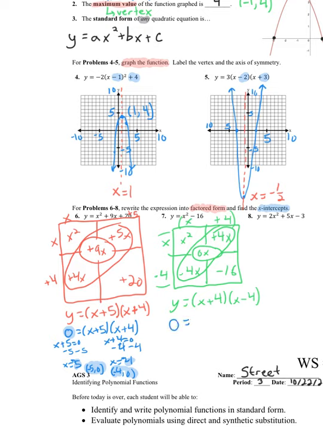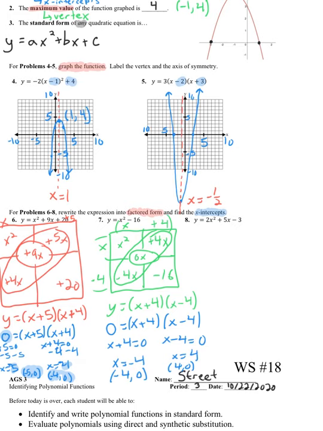All right, problem 7, I set it equal to 0, and I get two separate equations, x plus 4 equals 0, x minus 4 equals 0, and I get x equals negative 4, so negative 4 comma 0 is an x-intercept. x equals positive 4, so positive 4 comma 0 is an x-intercept.